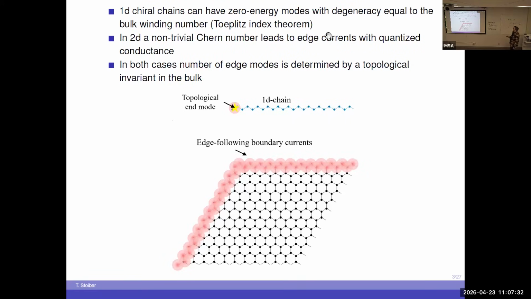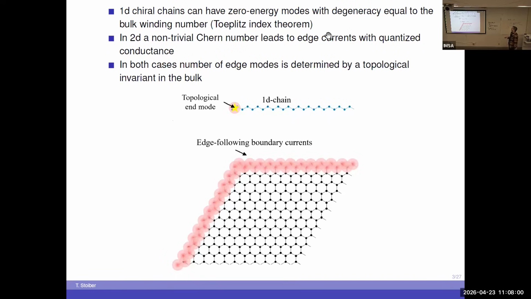What I want to point out is that it's not just a qualitative statement, that if you have a topologically non-trivial system in the bulk, then you must have some kind of edge state. It's really quantitative, as in the bulk topological invariant really gives you the number of edge modes. That is a really precise mathematical statement.